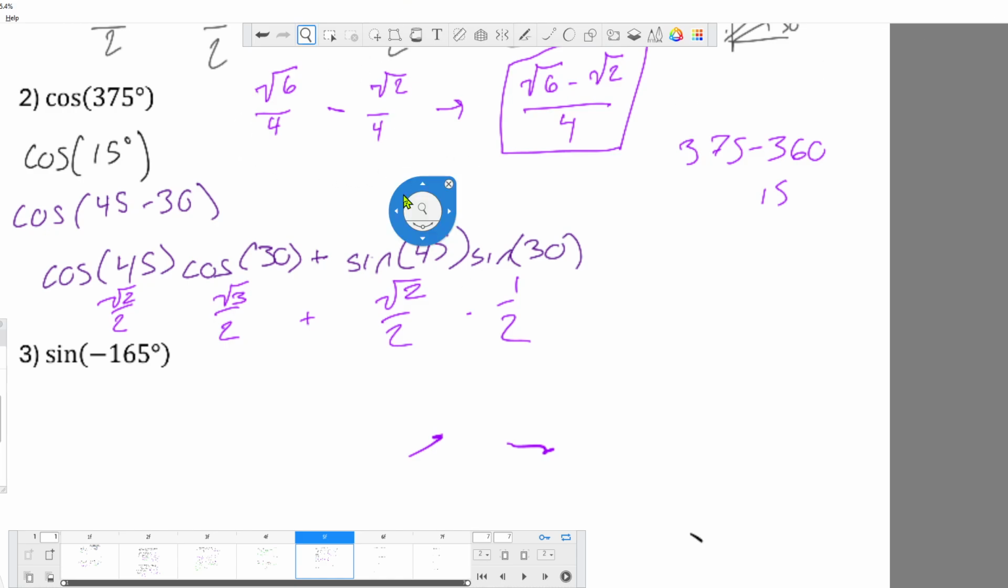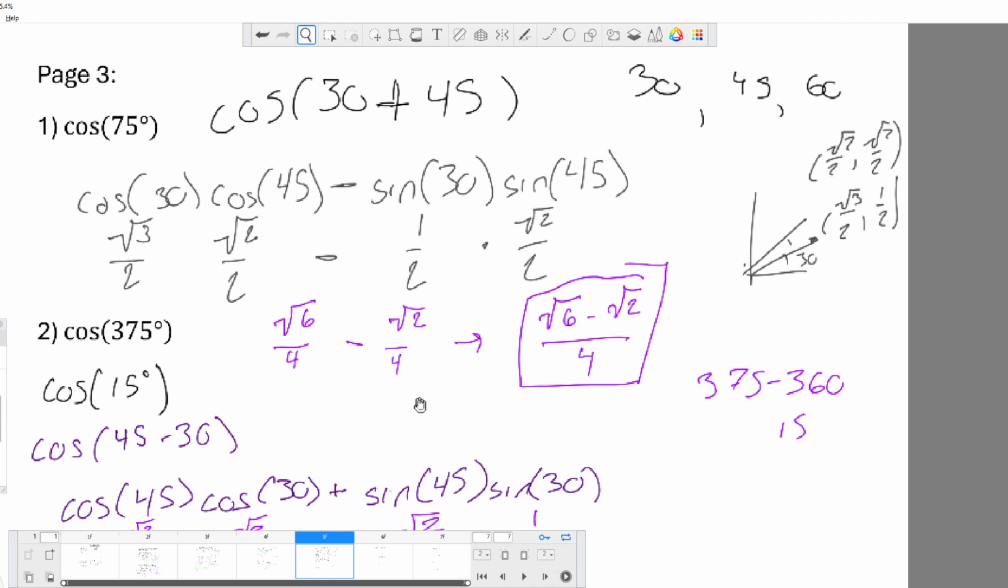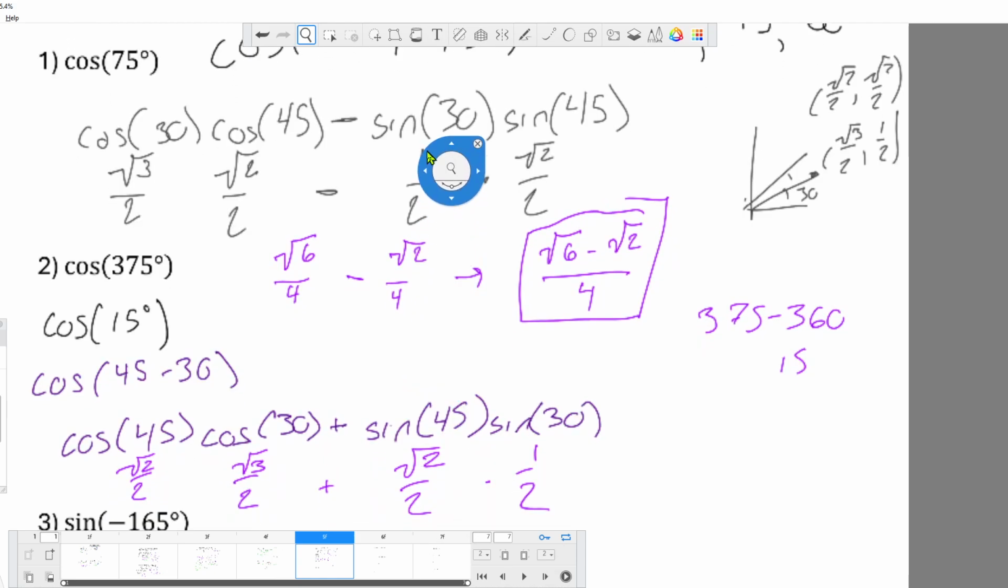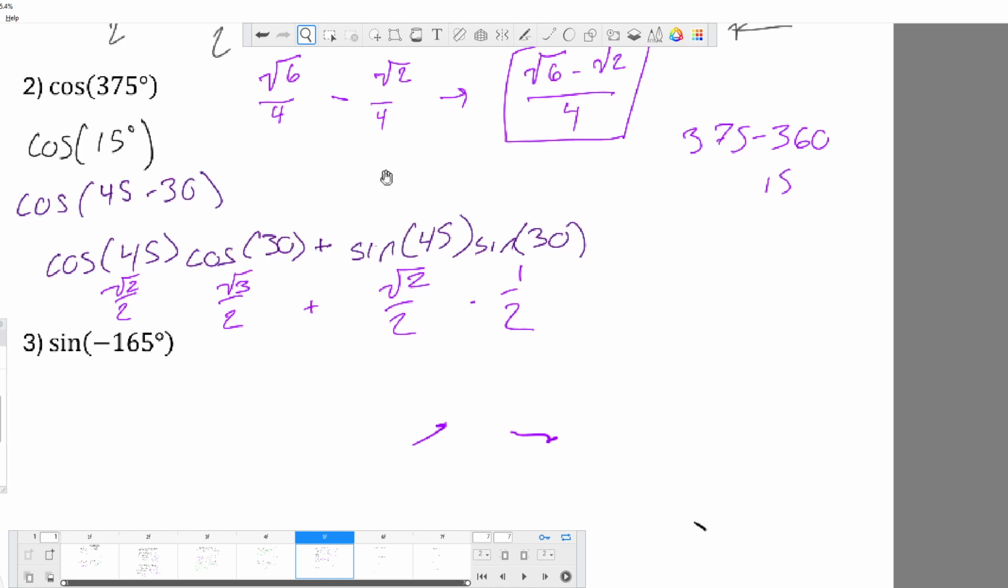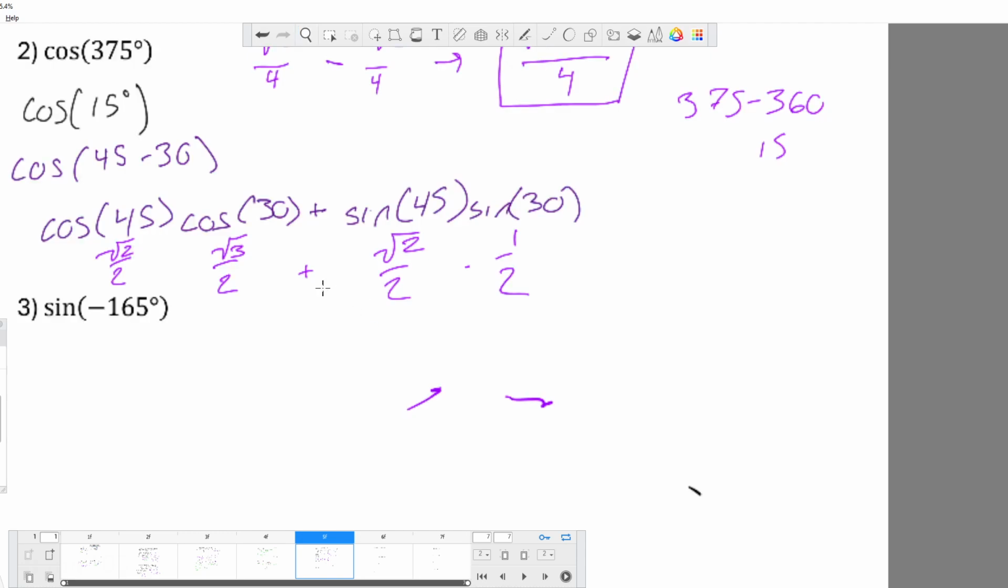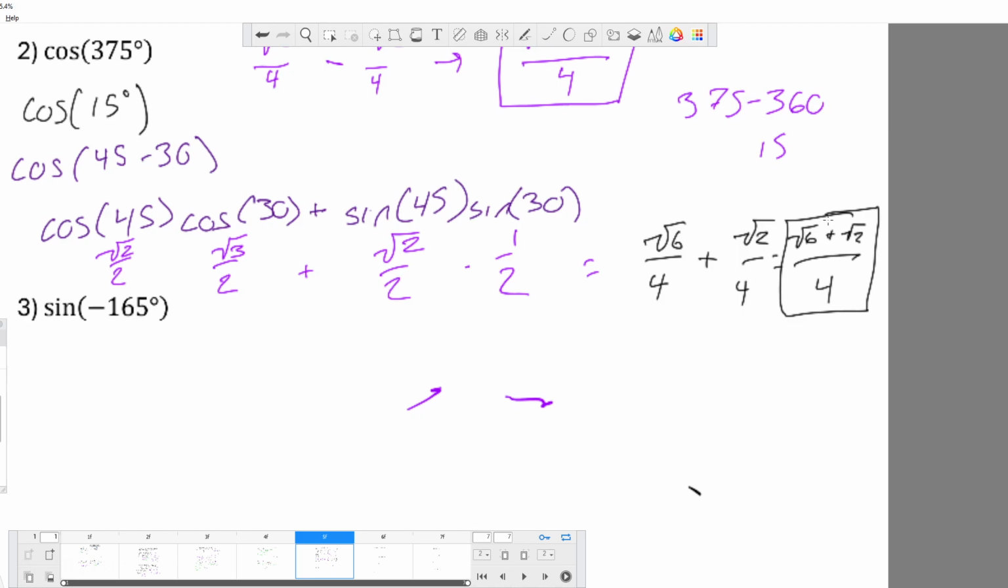Which actually seems very reminiscent of how this one played out. But yeah, I've got the same values. And we just multiply it all together. This is going to end up giving us square root of 6 over 4 plus square root of 2 over 4. And so that's going to just combine into square root of 6 plus square root of 2 over 4. And that would be our answer for that one.